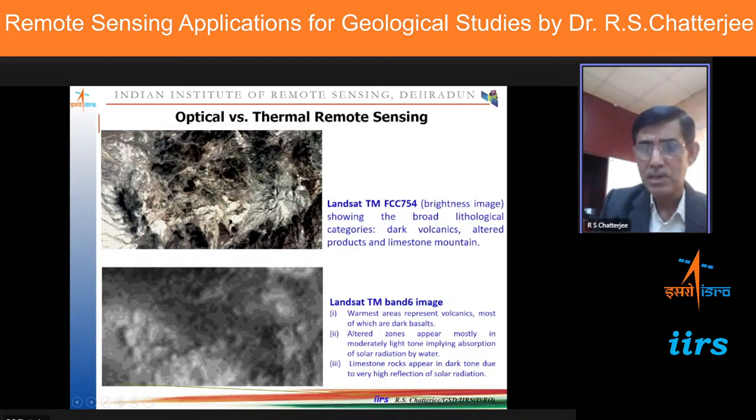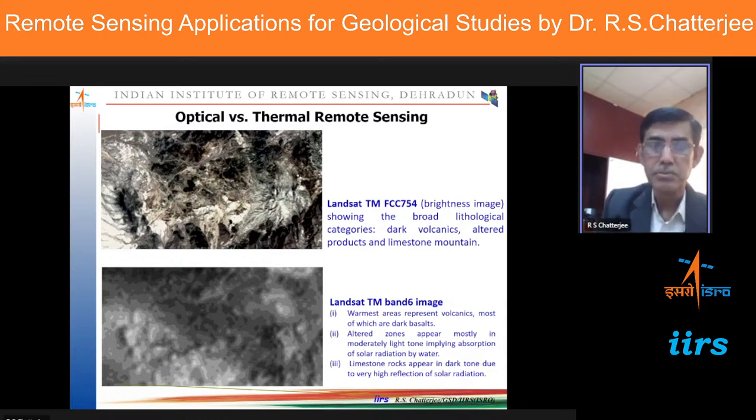Now you see here, there are three major rock types: dark volcanics, these are the dark areas, then the limestone, which reflects a lot of solar radiation, and these are the altered rocks. Now in this thermal image, you see all this limestone which appears bright in the optical image is appearing dark. All these dark volcanics, which in optical are dark, here are all bright. Just the reverse. Why? Because how much energy is available to change the temperature of the material, isn't it?